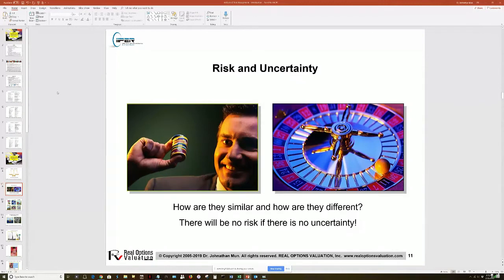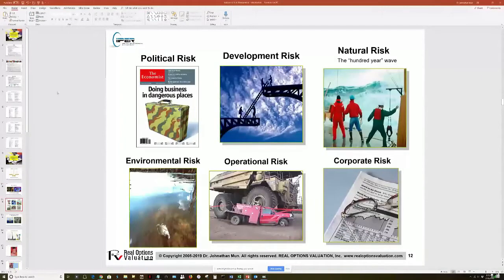But you cannot have risk without uncertainty. You must first have uncertainty to have risk. By having risk, by definition, you have uncertainty. But you may have uncertainty without risk, if that makes sense. So when we talk about risk, we're also expressing the word uncertainty. And there's, of course, a whole slew of types of uncertainties out there: political risk, developmental, natural, corporate, operational, environmental risk, market risk, and so forth.